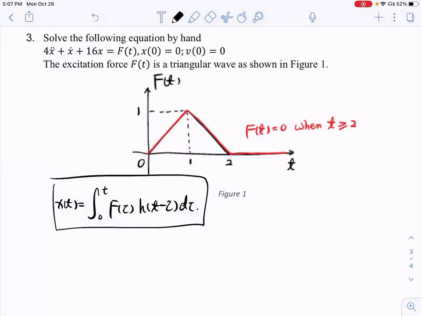Yes, you're correct. This integration is not straightforward because your f(tau) actually has 3 different expressions in different time windows. That means you have to do the integration separately. For time smaller than 1, your f(t) is directly t. And then when it's greater than 1 and smaller than 2, it's actually minus t plus 2. And then eventually it's 0.